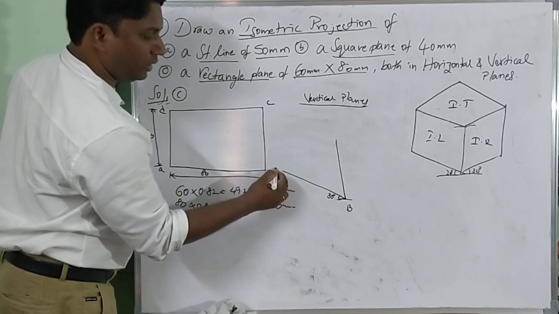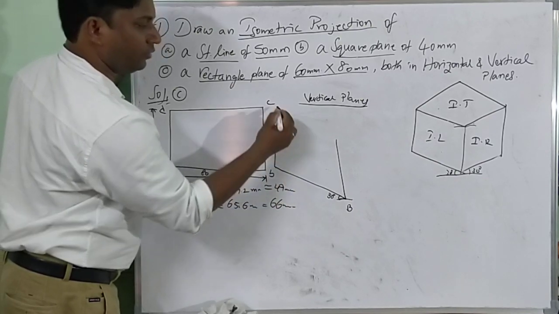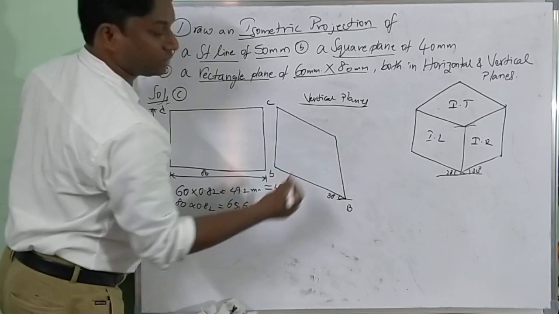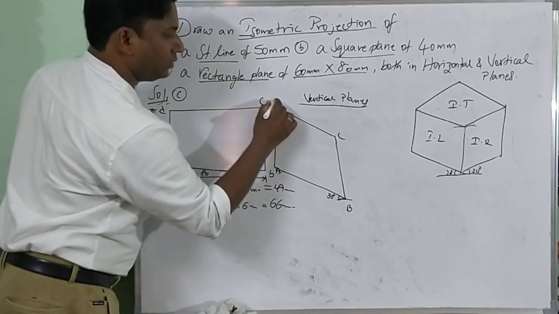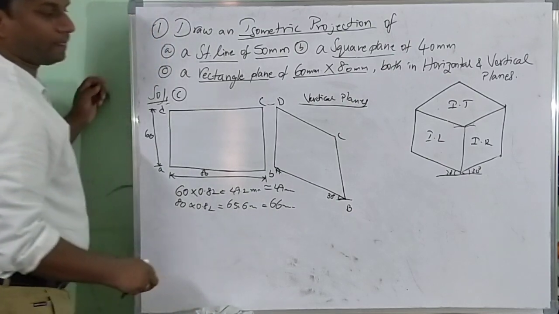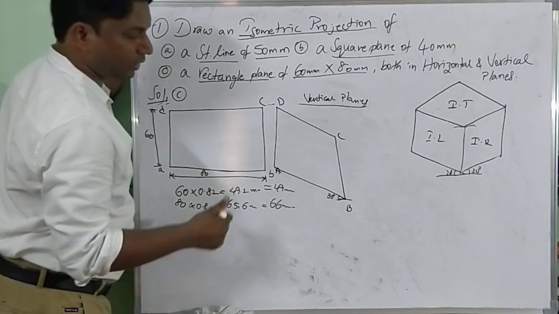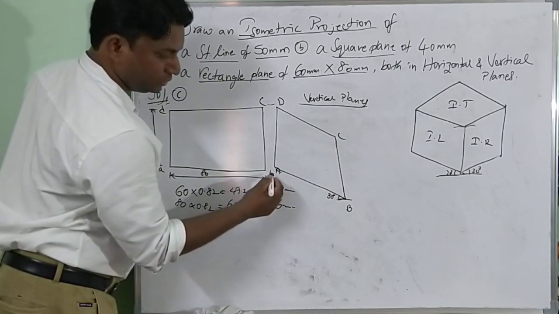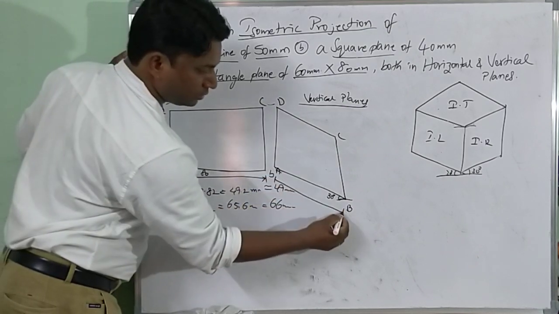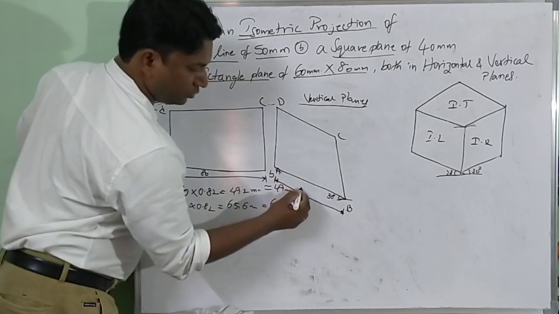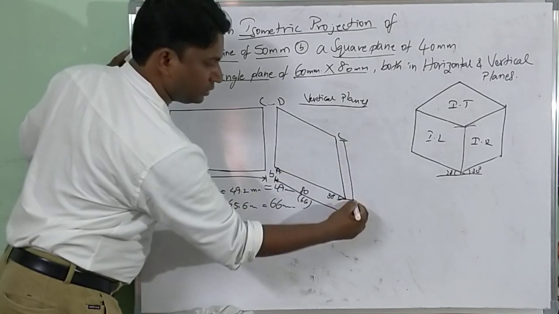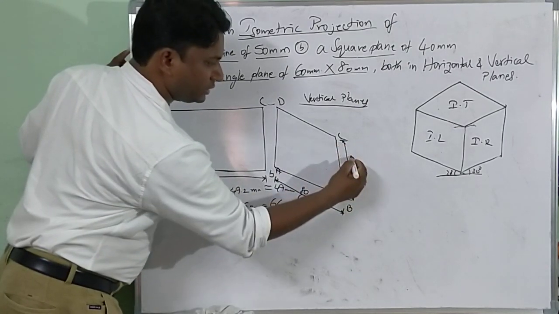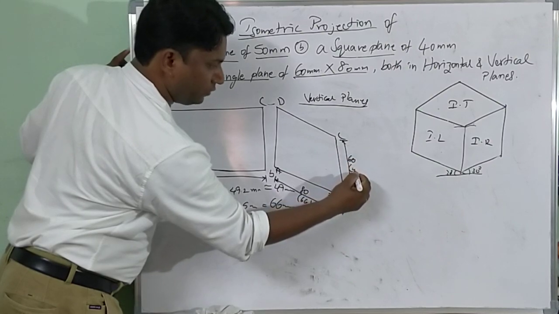Now from here again 49, close it. Here it will be A, B, C, D. Simple. Now we have to show the dimensions. Just draw here. Original it is 80, but we have drawn 66. Height: original it is 60, but we have drawn 49.